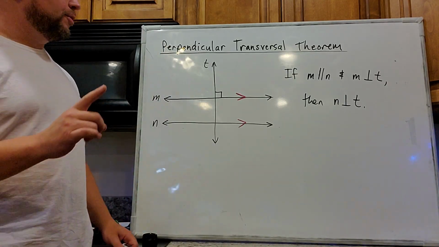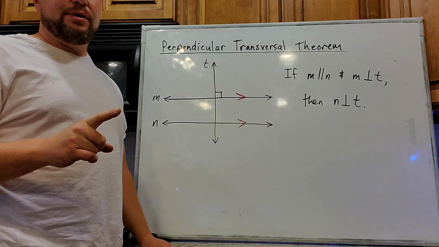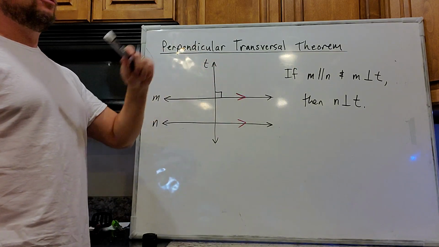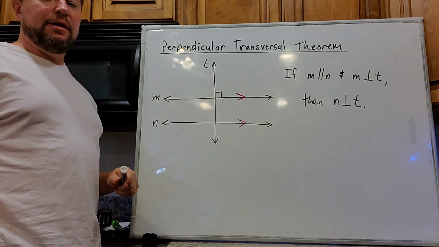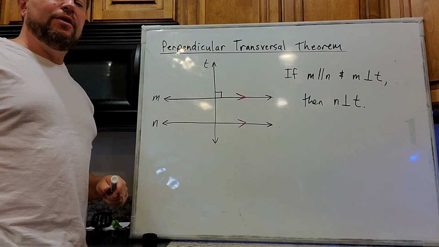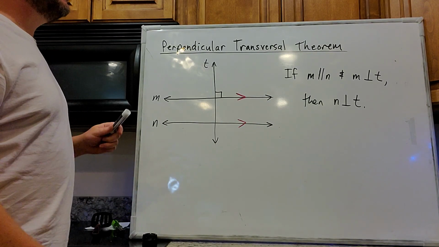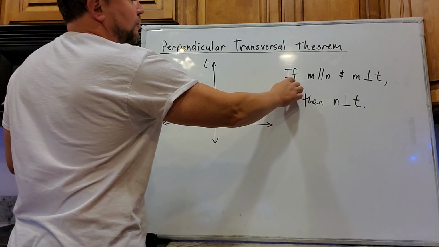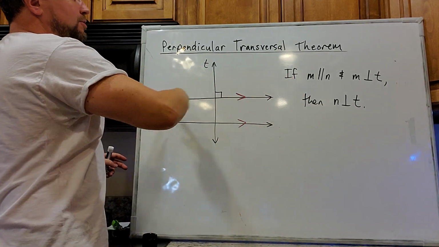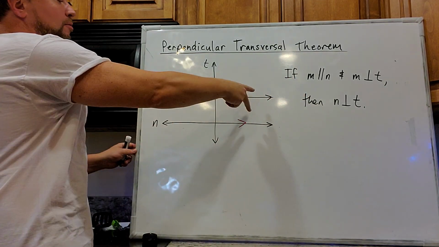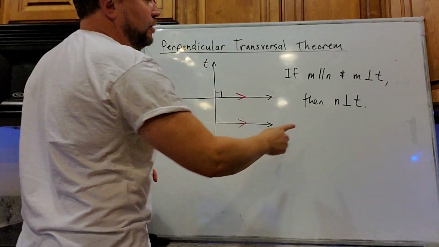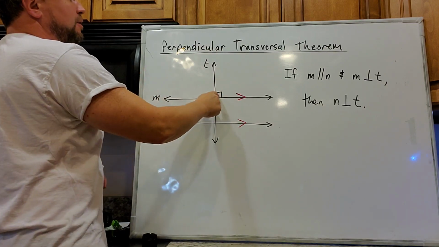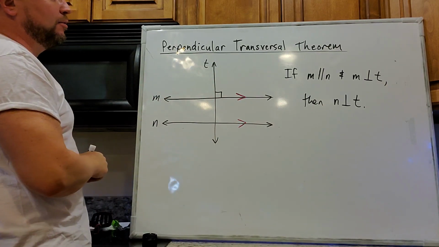Now I have one more theorem that I want to cover in this section yet, this lesson. And it's the perpendicular transversal theorem, which I accidentally mentioned earlier in this video. But in this theorem, we start out knowing a couple of things, and that would be our if part here. If I already know these two run parallel, so M and N are running parallel. And if I already know that M and T are perpendicular, so M meeting T, as you can see, I marked it right there at a right angle.